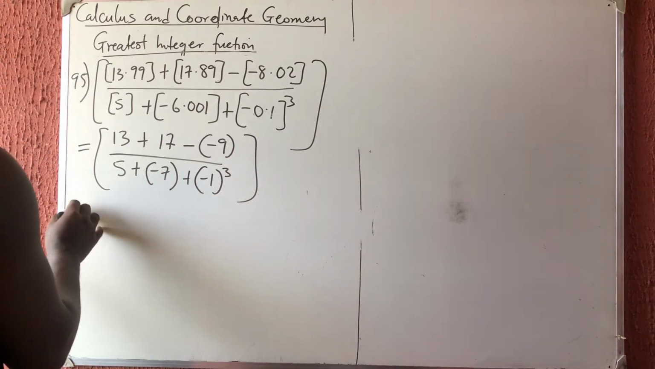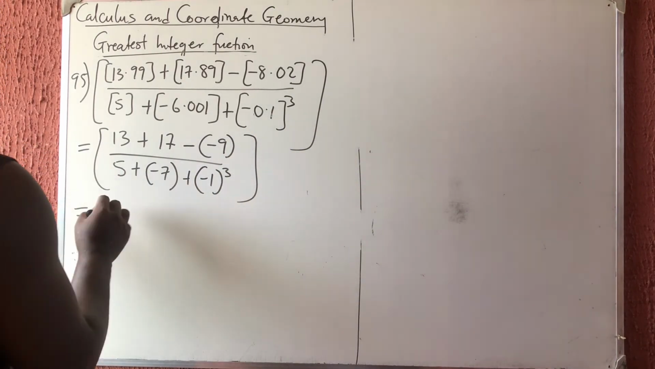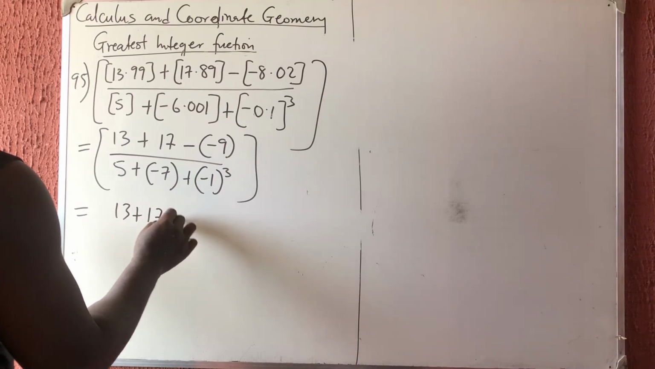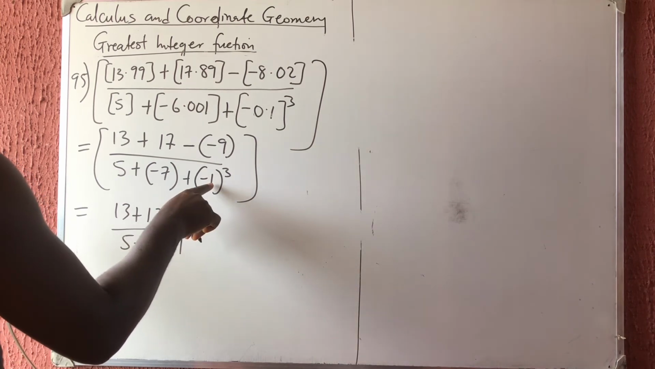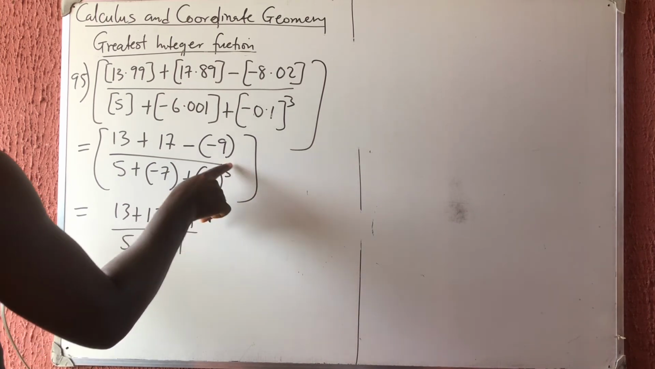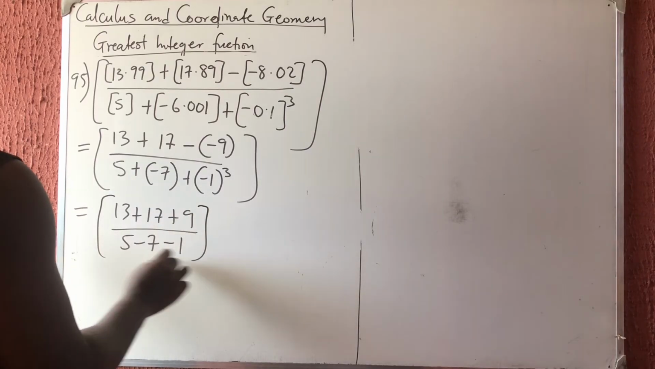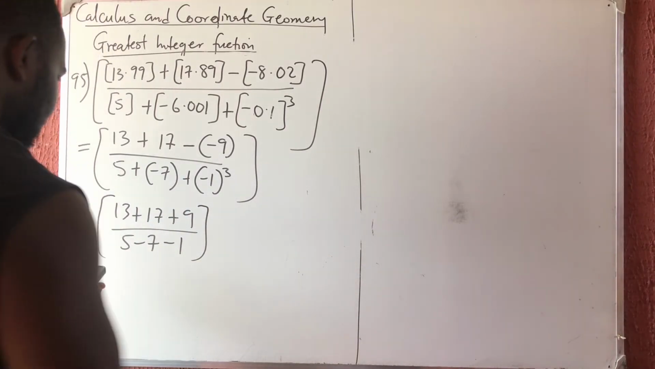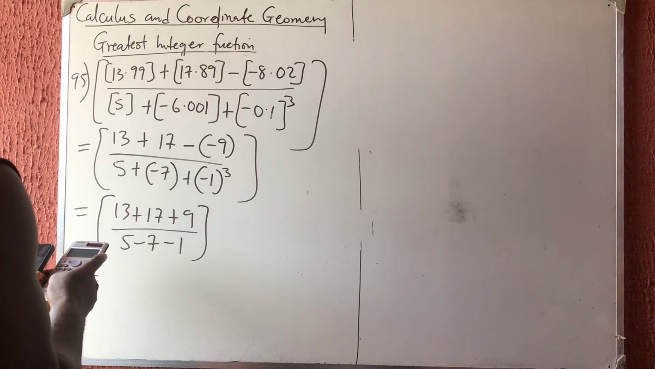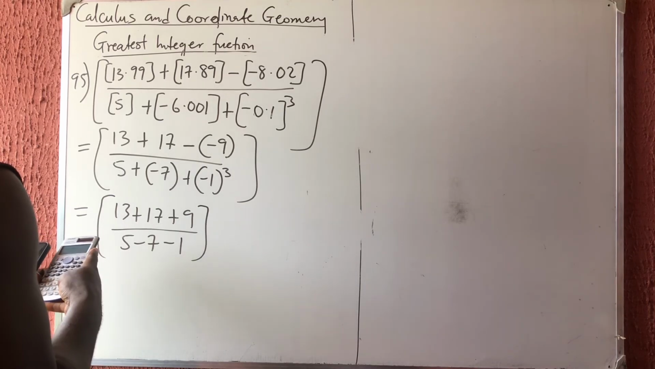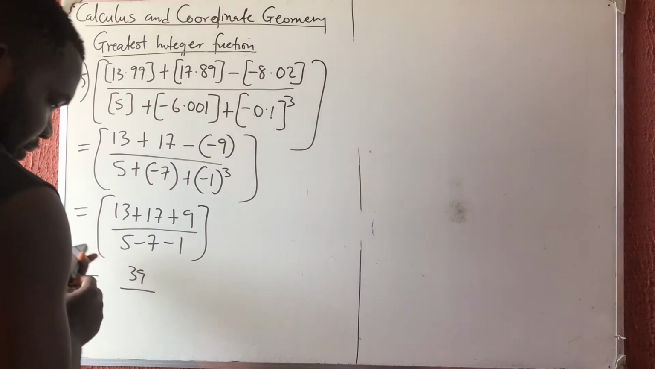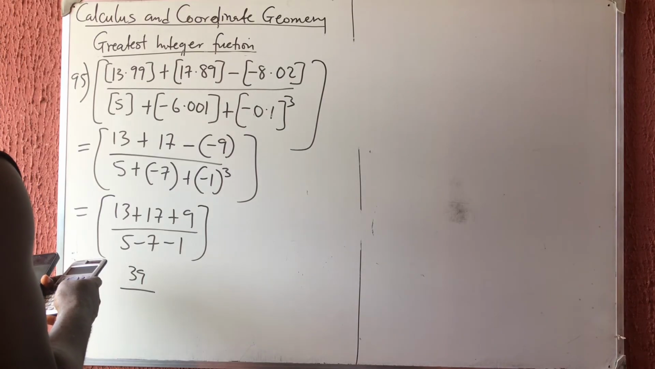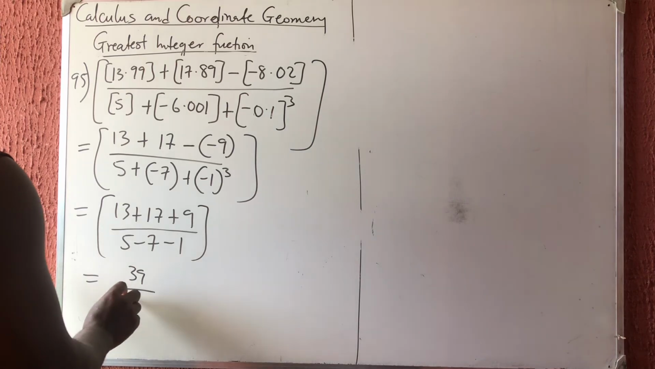Okay, we now close. If you do everything here, you are having 13 plus 17 plus 9 all over 5 minus 7 minus 1, because 1 raised to power 3 is 1 and this is an odd number, so the negative will remain. So 13 plus 17 plus 9 gives us 39. So this is 39 over 5 minus 7 minus 1, which gives me minus 3.